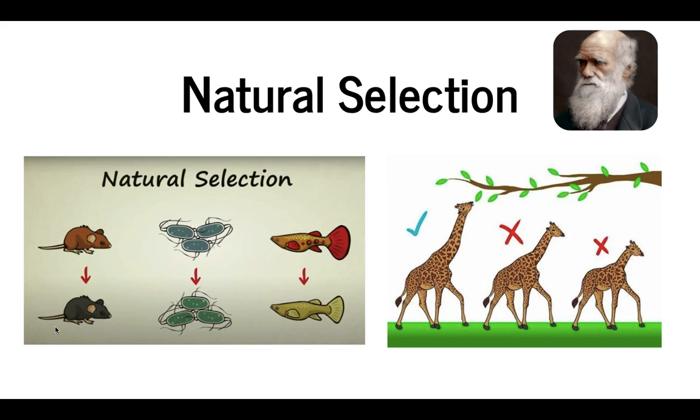Remember when we learned about the mice who had a mutation that changed their fur color, but that ended up helping them survive because predators couldn't eat them because their fur was the same as the rocks where they lived.